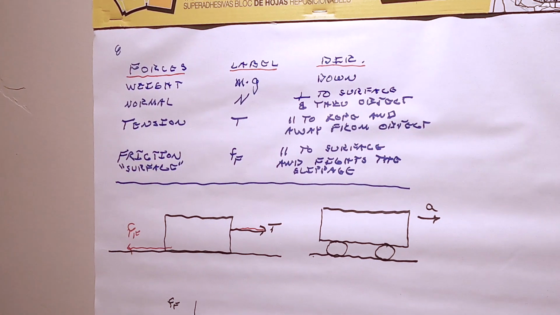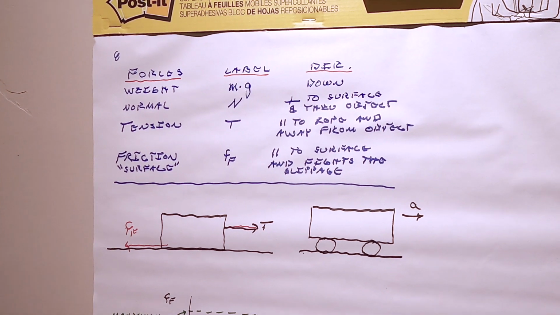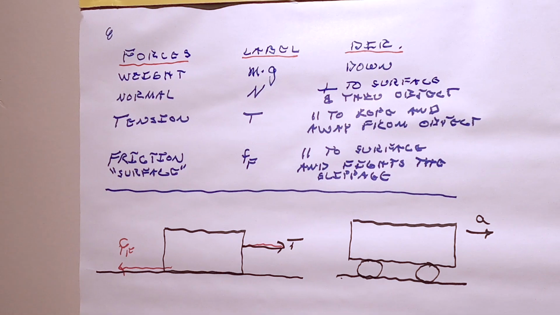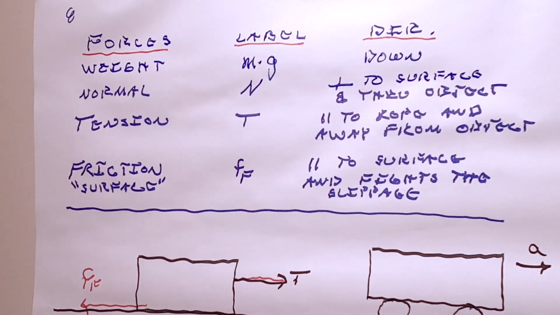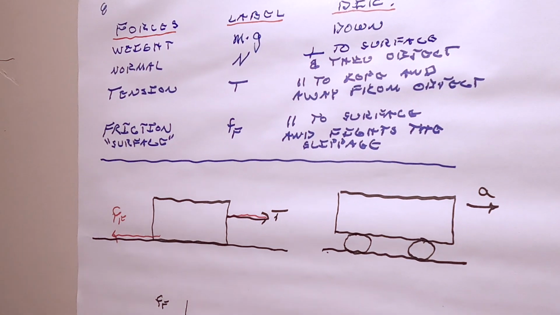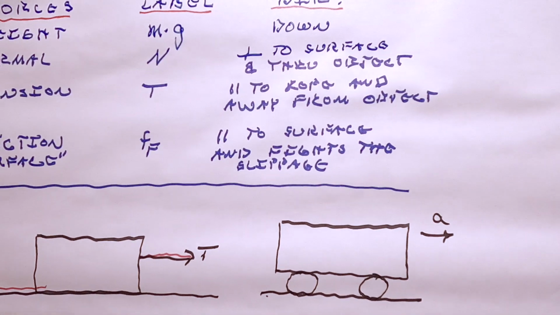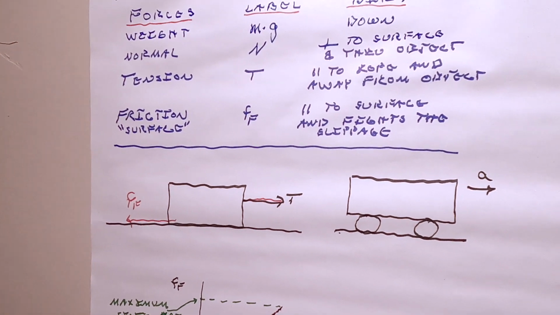All of our frictional forces will be surface forces. We're not going to deal with air friction. These are all frictional surfaces, the friction between two surfaces. And we're going to use the label FF to designate the frictional force. And the direction is always going to be parallel to the surface. Now, parallel to the surface still leaves two possibilities.